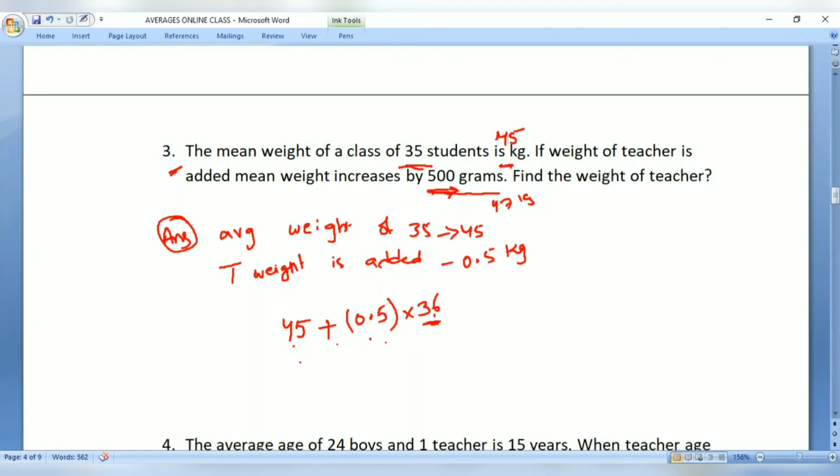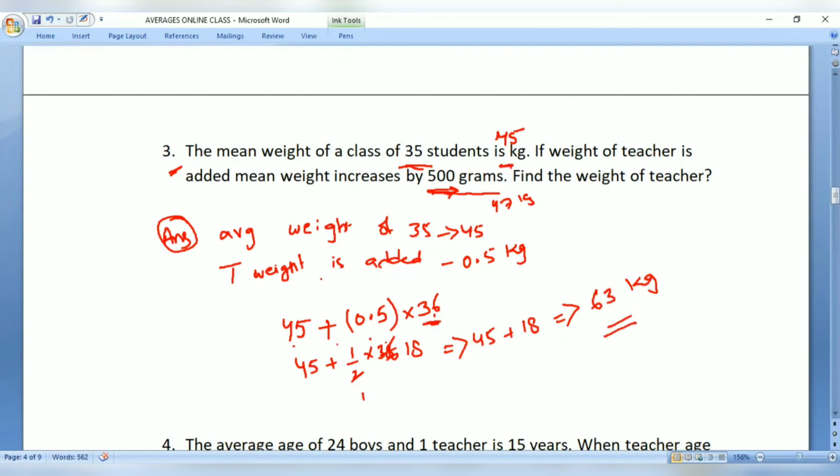0.5 kg. So now if you do this, 45, 0.5 I can represent as 1 by 2 into 36. 36, that means 2 ones are 2 18s. So 45 plus 18, 55, 15 means 60, 63 kg. So we can say the weight of the teacher as 63 kg.